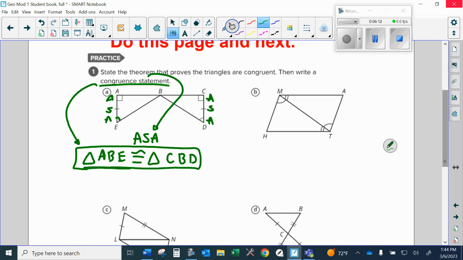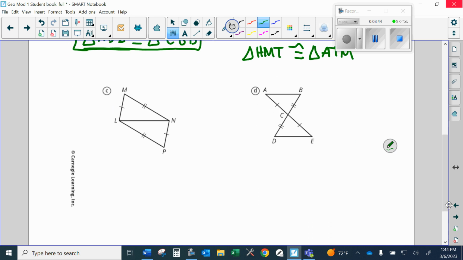Here, notice we have a side in common. So that's my side. So I have ASA. ASA is my theorem. Now I have to write my congruent statement. Again, you should have hit pause already and do this yourself, and then hit play and check it. So if I go HMT, H corresponds with A, M corresponds with T, and then M. Corresponding order. Again, hit pause on these and then try them yourself and then check them.